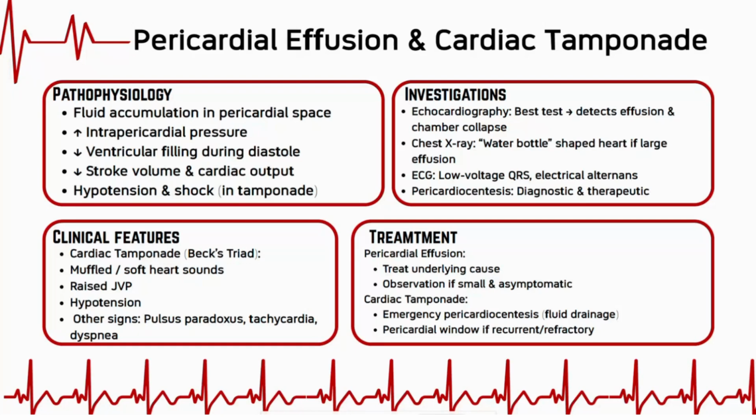But in the emergency room, the easiest way to find out if a patient has an effusion or not is through chest X-rays. So we look for the water bottle shaped heart. The bottom of the heart, that shadow, will be much bigger than the top. So it looks like a wine bottle. But that's up to your interpretation.